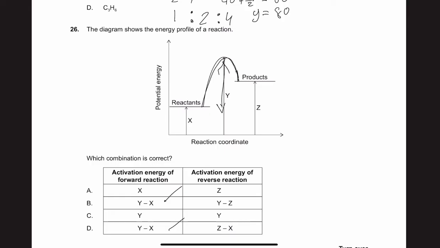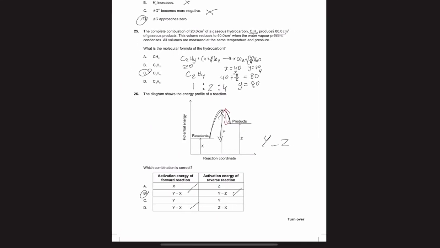Now for the reverse reaction, I'll change the color so it's easier to see. It's going to be this little peak, and that's going to be Y minus C. Looks like it. Is there anything? Yes, we have Y minus C. So the answer is B.